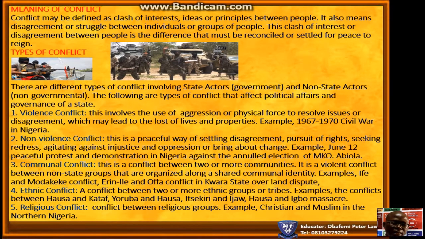And the next one is the religious conflict. And this religious conflict has led also to the loss of thousands of lives and property in Nigeria. And this conflict happens between religious groups. For example, the Christian and the Muslim conflict or clash that occurred in northern Nigeria, especially at Jos.